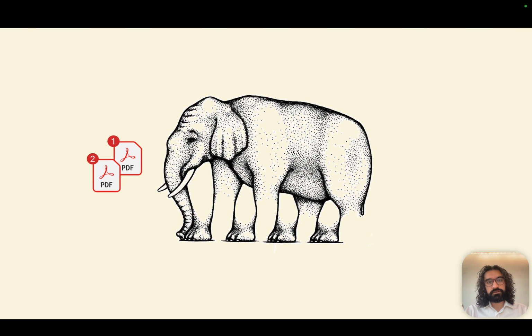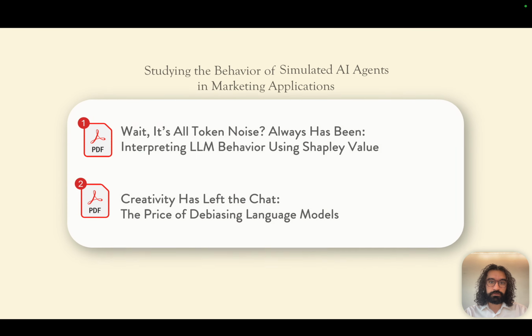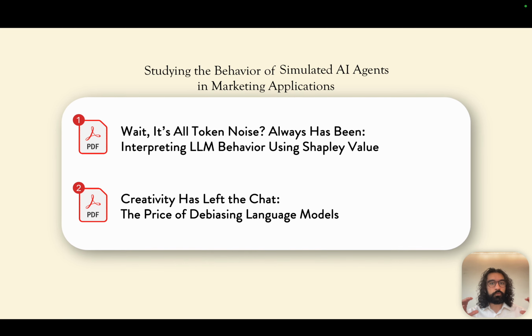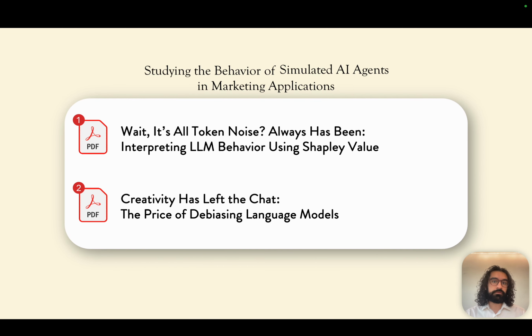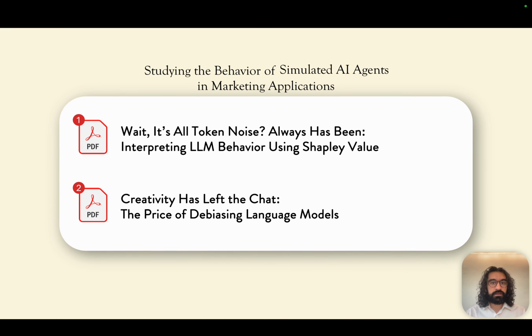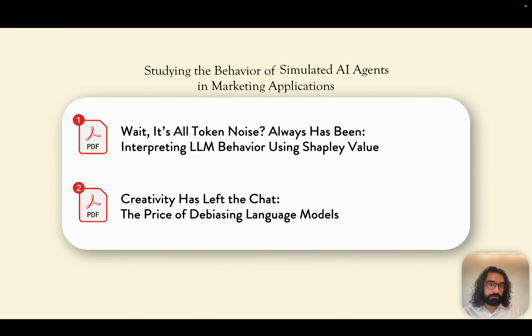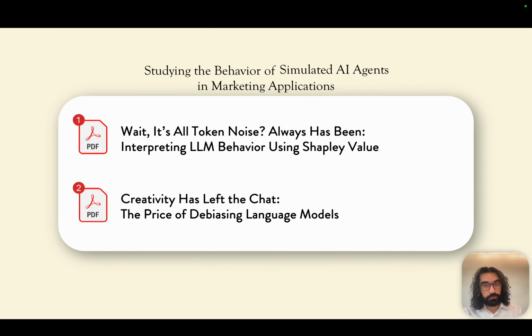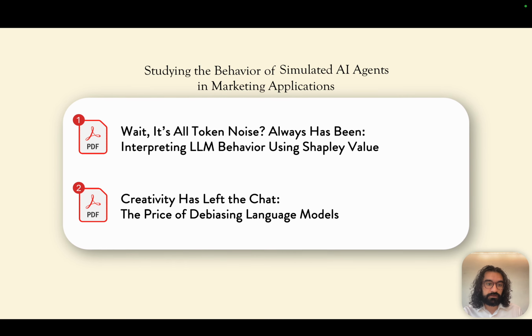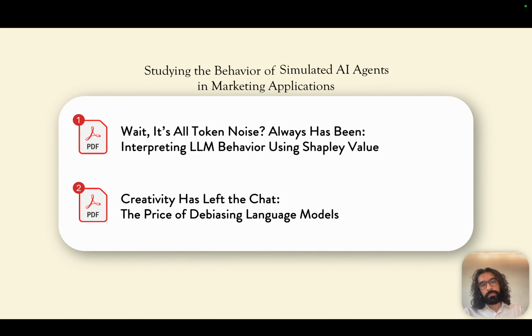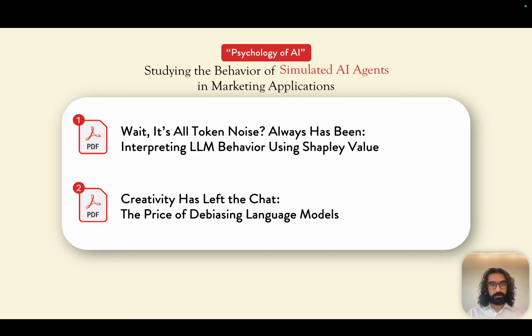But as I was going through this project, I realized different parts of it deserve to be its own paper. So this is really two parts of one project that I just split in two papers. And the project is about studying the behavior of simulated AI agents in marketing applications. You can see the first paper addresses something of this project. It's about token noise, and the second paper addresses another aspect of this project, which is about the creativity of these agents. And so the project itself you can think of as like psychology of AI.